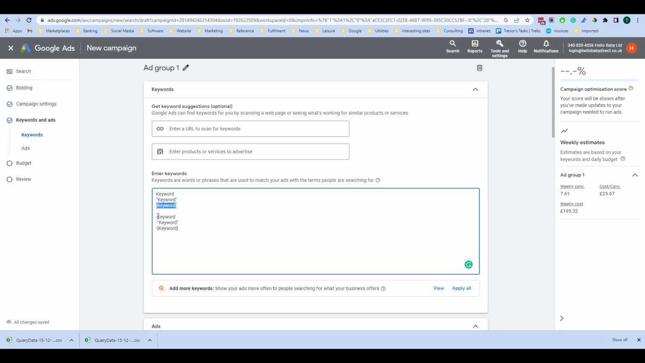For negative keyword matching, you have to put the minus sign in front of the keyword. Negative broad match is just the minus sign. Minus sign plus the quotation marks is negative phrase match, and minus sign plus the square brackets is negative exact match.